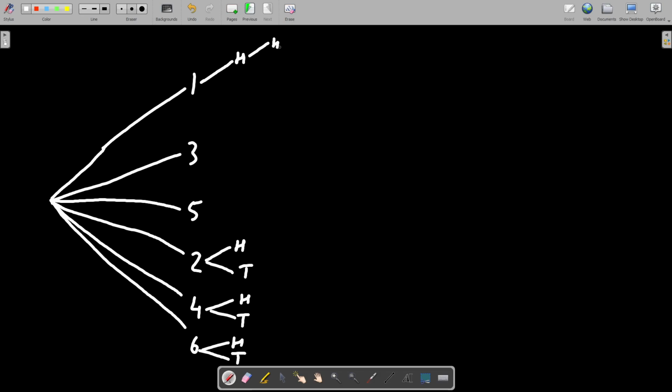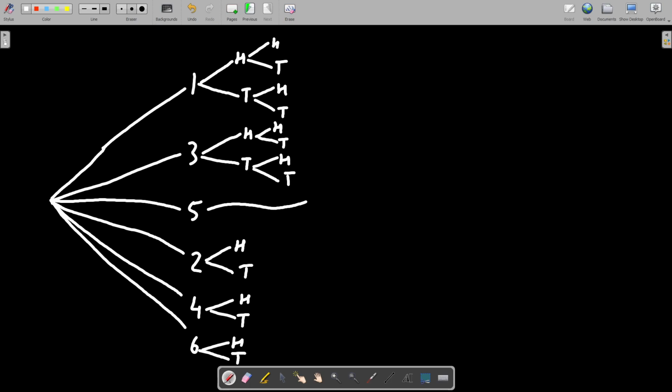So you get a head, then you toss again and you get a head. Or you toss it, you get a tail, you toss again and you get a head. Head, tail, then head again, or a tail on the second toss. The same thing has to be done for 5 also. I don't have space remaining. Clear? So like this, you are going to get 18 outcomes over here. Clear to everyone? How I got it?